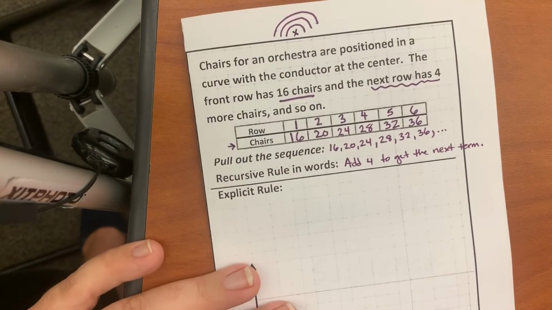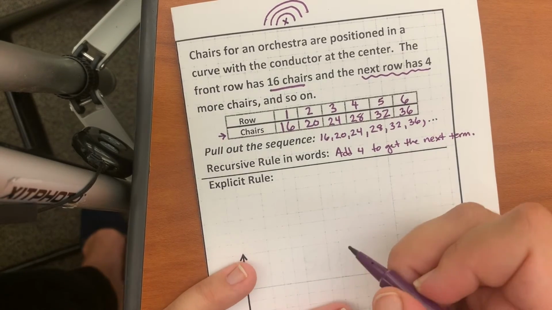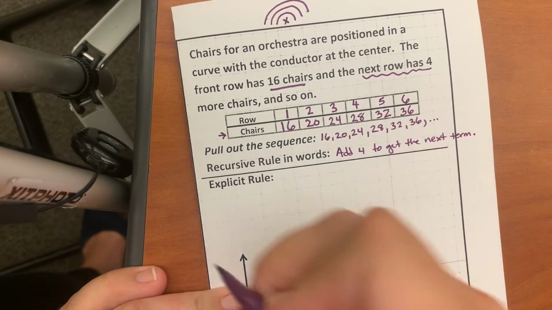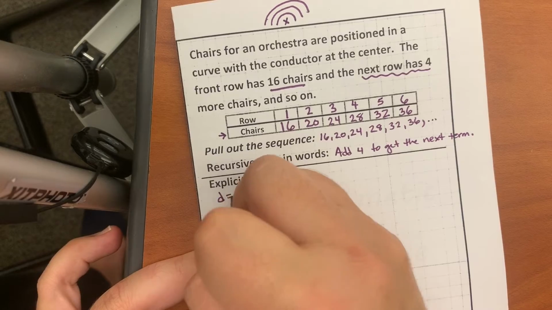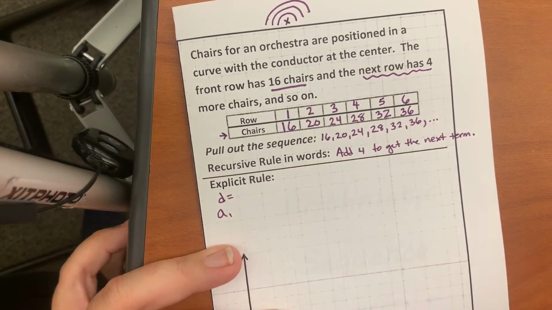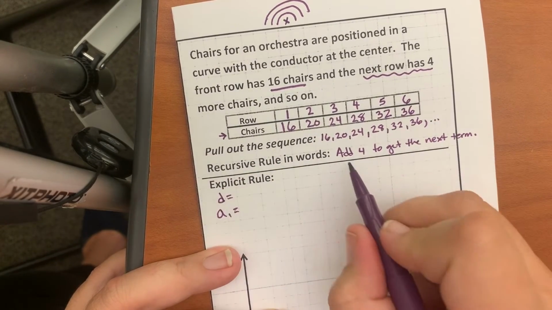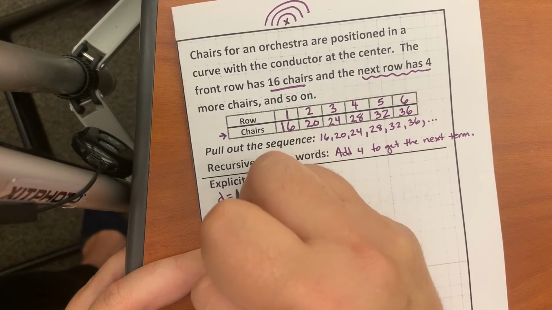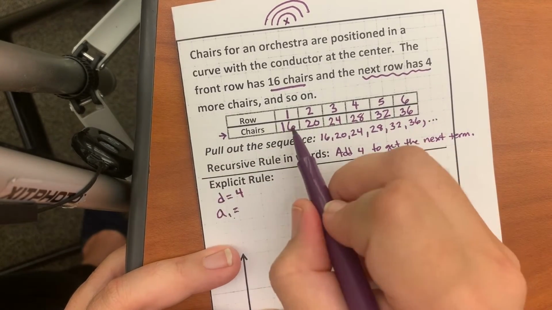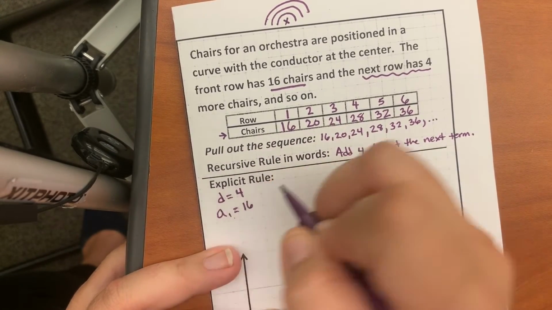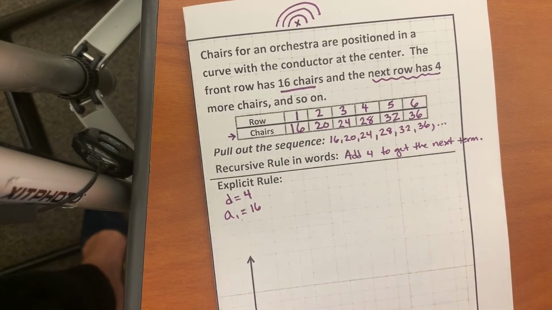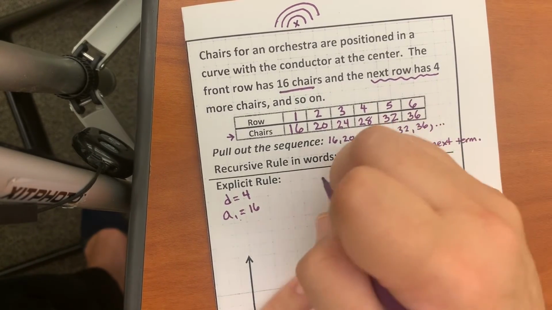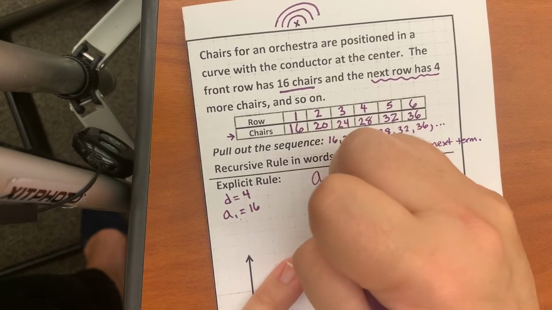And now we're going to write our explicit rule for the situation. So 2 pieces of information we need. We need to know our common difference, and we need to know our first term. So our common difference is adding 4, so it's a positive 4. Our first term was 16, because that was in the first row. So A1 equals 16.